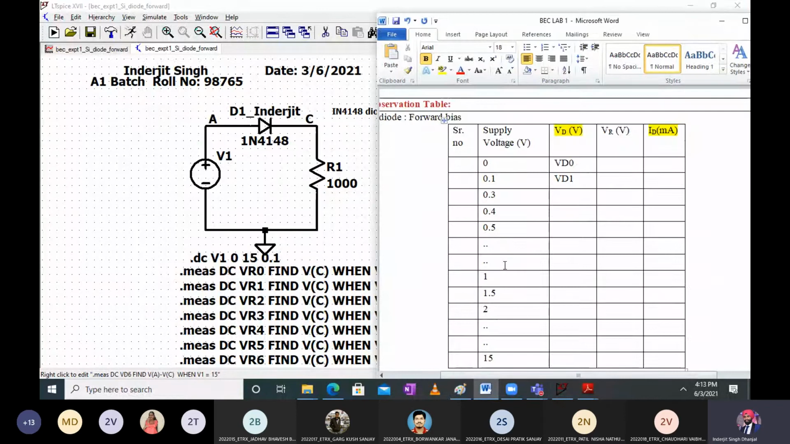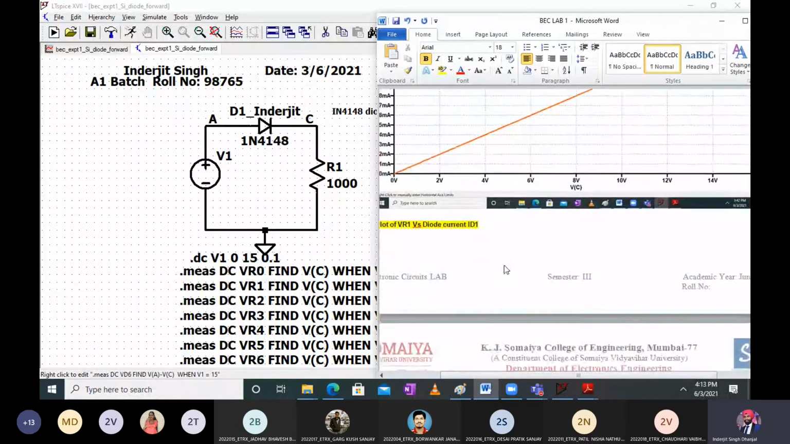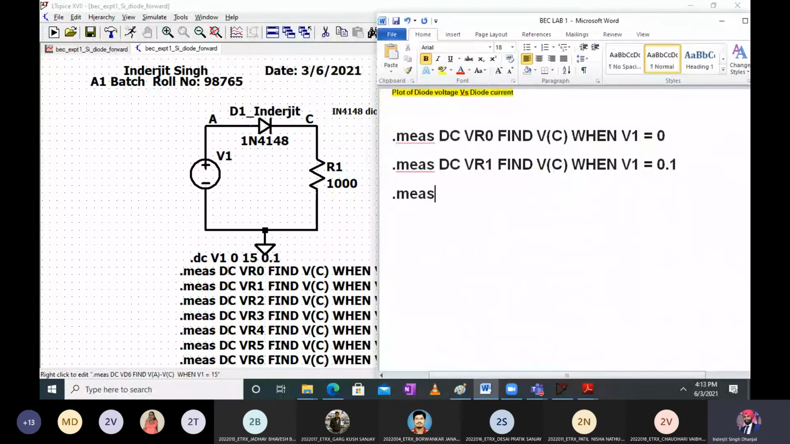Let me explain it to you once more. Now you have to write, to measure the current, .measure DC. Let's say I am storing the ID0 value. So you need to write find I of D1 underscore your name, whatever name you have given to the diode. So that diode name should come. And then you write when V1 is equal to 0. Simple. So remember that I of D underscore your name will come. Only this much difference is there. Rest all is same.